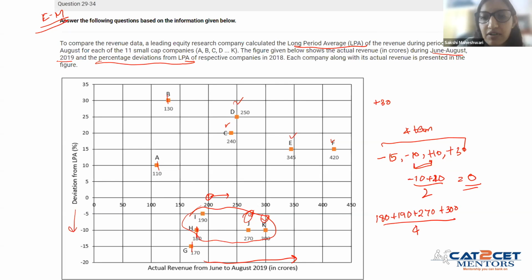Can you calculate this or do I need to? What will be the average? Tell me fast and we'll move forward. You can do? Okay. Cool. I'll just leave this.